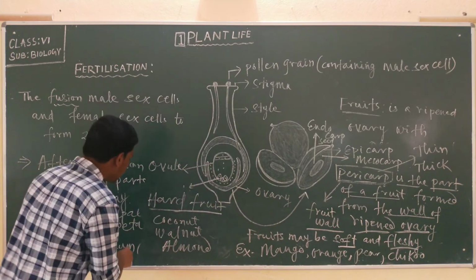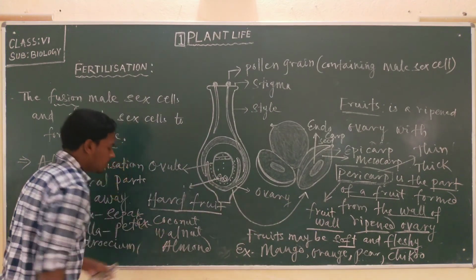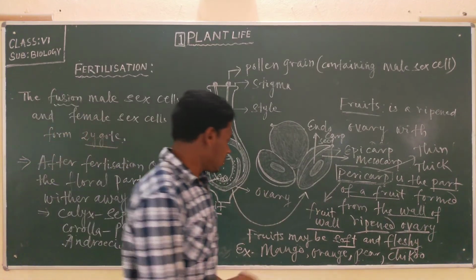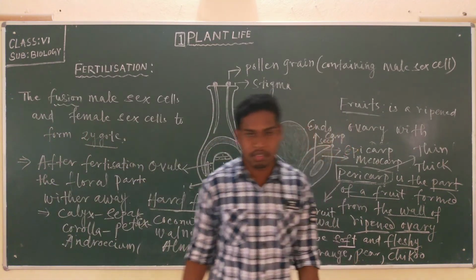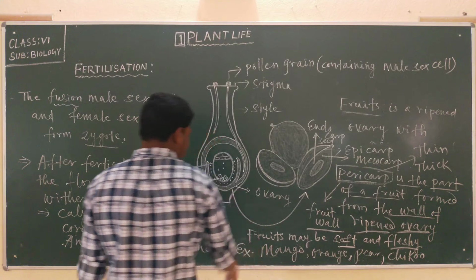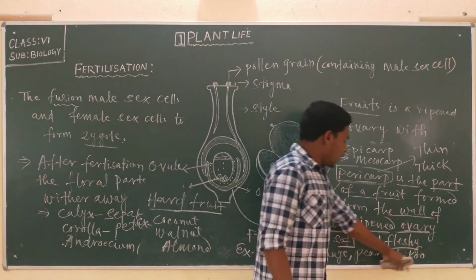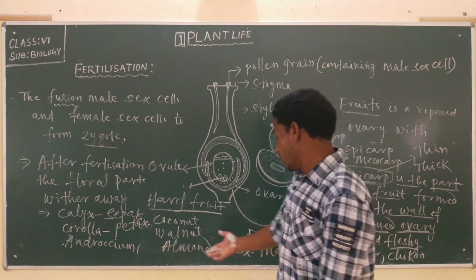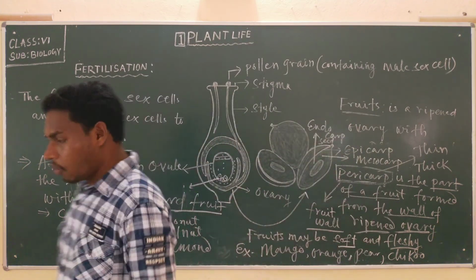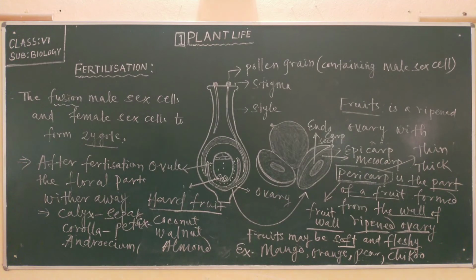So these are the examples of hard fruits, and these are the examples of soft fruits. Examples of soft fruits are mango, orange, pear, and even chiku. And hard fruits are coconut, walnut, and even almond. They are very hard.